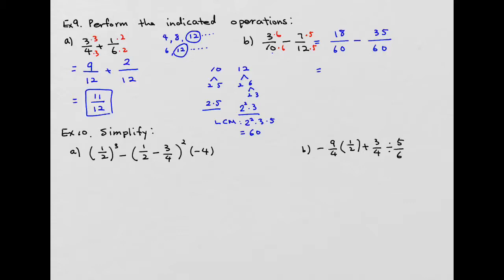So you get 18 minus 35, right? Once you have the same denominator, you can do subtraction of the numerators. So 18 is positive, 35 is negative. So bigger number minus smaller number will be 35 minus 18 is 17. Copy the sign from the bigger number, over 60. You can also rewrite this as negative 17 over 60.